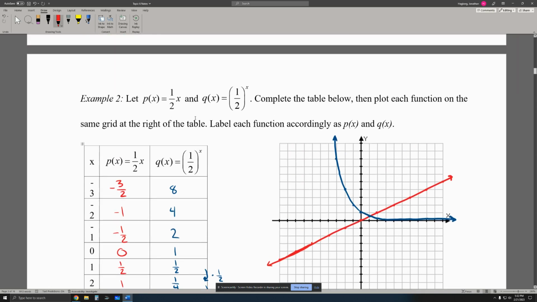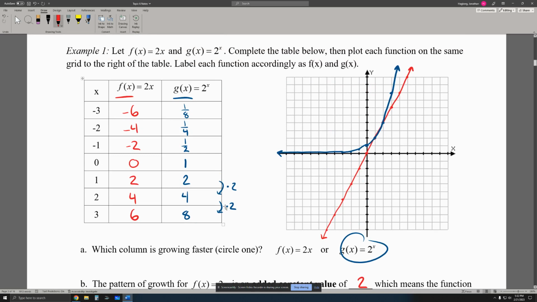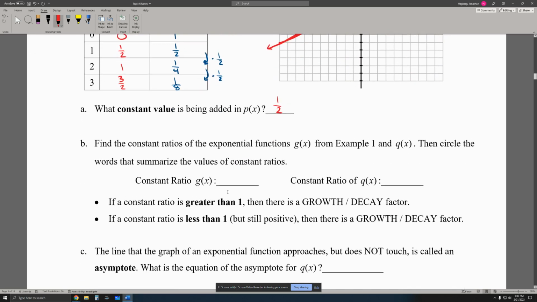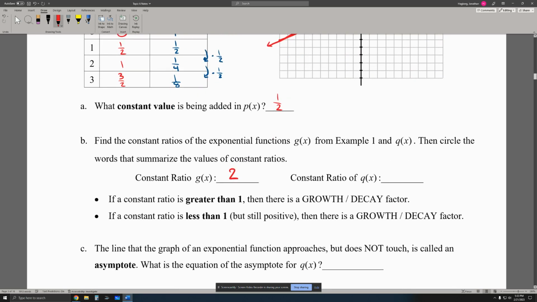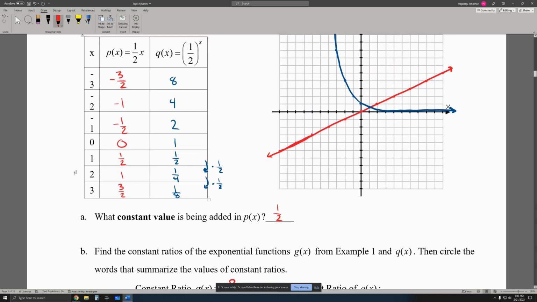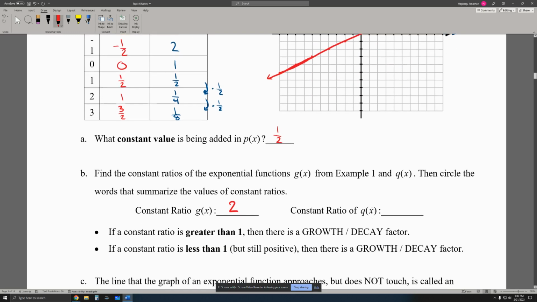Therefore, if I look at g of x, on page 1, the ratio that we're finding here is what we're multiplying by every single time that we move down each row, assuming that x is increasing by 1. So for every successive x, this is the ratio that we're multiplying by. So in g of x, we're multiplying by 2. In q of x, again, for every successive increase in x, what are we multiplying q of x by? And the answer is 1/2.